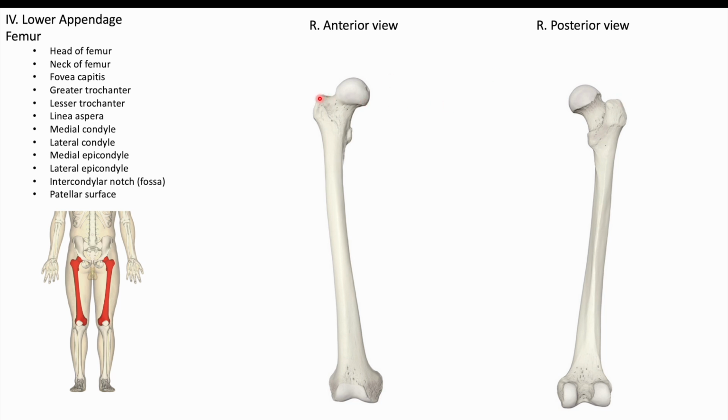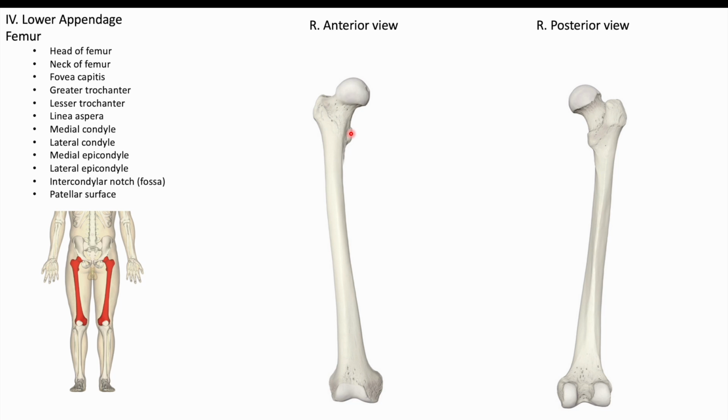This is where all your glute muscles are going to attach. And then the smaller bump is called the lesser trochanter. The smaller bump is going to be the site where the psoas major and iliacus cross over and form the iliopsoas muscle. It's going to attach to the lesser trochanter.